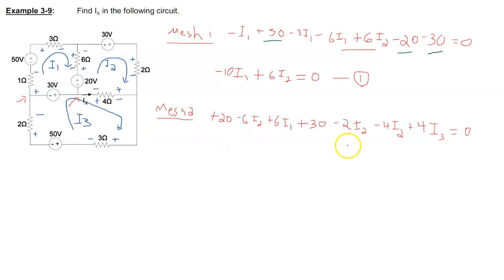Now, let's think about our terms with I1 in them. There's only that one term there, so we have 6 I1. I2 passes through all the resistors in that mesh, so we have minus 6, minus 2, minus 4, so minus 12 times I2. Plus 4 times I3, and that takes care now of all the terms with variables in there. So that is equal to our voltage. We have 20 plus 30, so that's plus 50. We're bringing that across the equal sign, we make that negative, so equals negative 50. And that is equation 2.